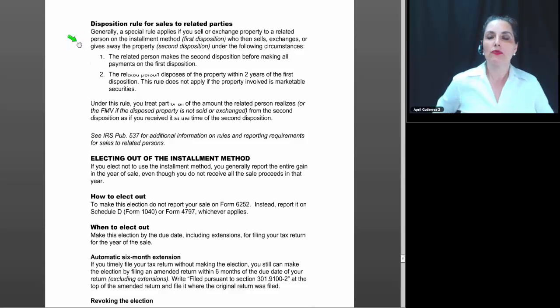Generally, a special rule applies if you sell or exchange property to a related person under the installment method. This is referred to as the first disposition. You sell to a related party, that initial sale is called the first disposition. Then that person who is related to you who purchases that property sells it again, and that would be referred to as a second disposition. So there are special rules that apply if you sell under a first disposition to a related party, and then that related party makes a second disposition. And here are the rules.